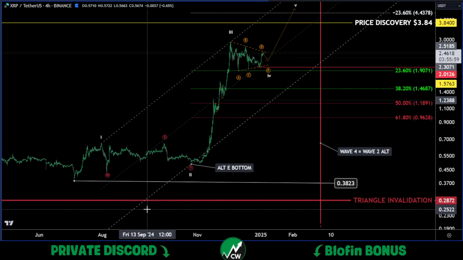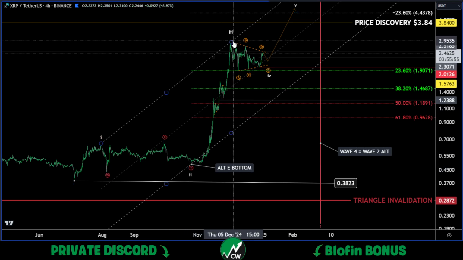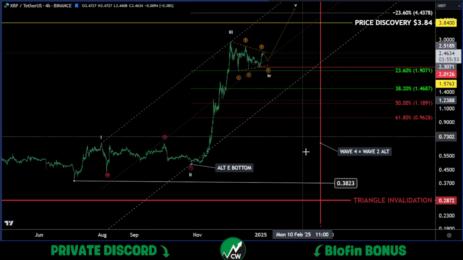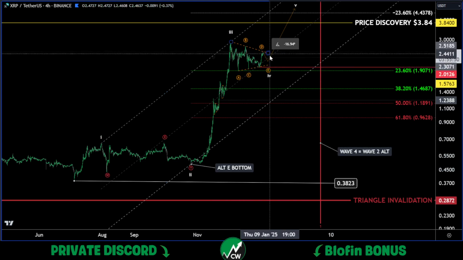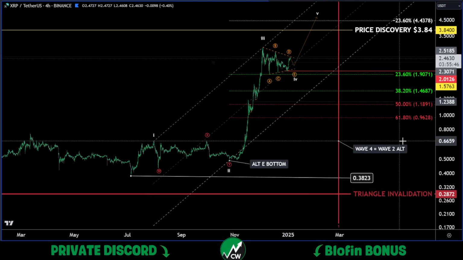So off this low, I have this as wave 1 with a flat wave 2. We then got our third wave, and we're anticipating a sideways correction, most likely a triangle here to complete our wave 4 before our fifth wave to the upside.